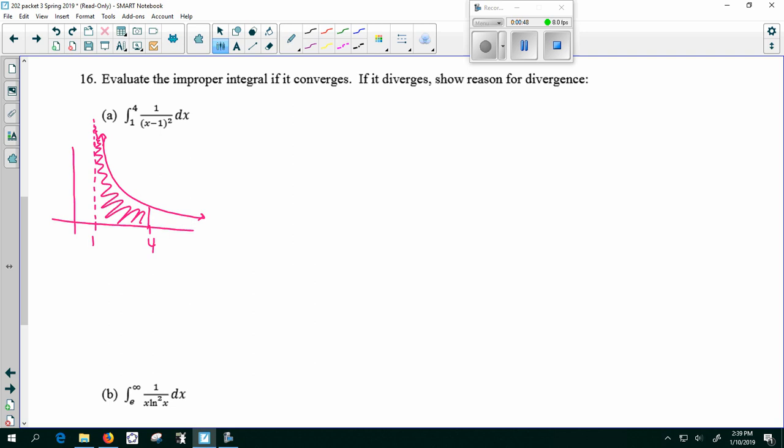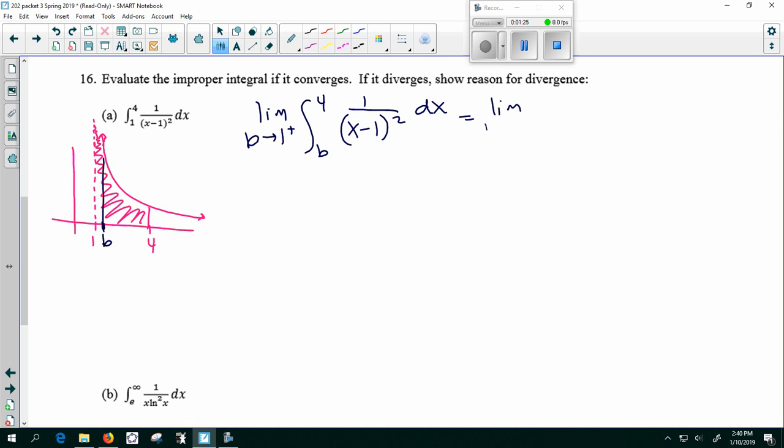So instead of going from 1 to 4, 1 is the problem because that's where the asymptote is. I'm going to go a little to the right of 1 and call that b. And I could find the area from b to 4, no problem. And then I'm going to take a limit as b approaches 1. So I'm going to integrate from b to 4 of 1 over (x minus 1) squared dx, and then take the limit as b approaches 1 from the right.